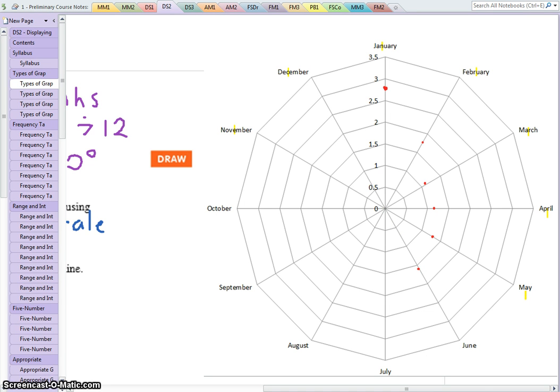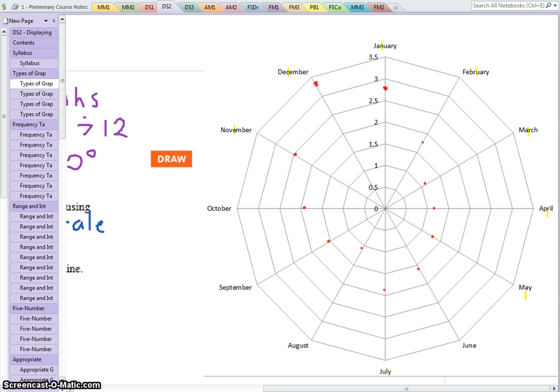Next one, July is 1.8. So that's 0.51, 1.52. So 1.8's there. August, 1.1. September is 1.6. There. October is 1.9. 2.5 is November, is that one. And December is 3.4, which is right there. Okay, so that's our points.